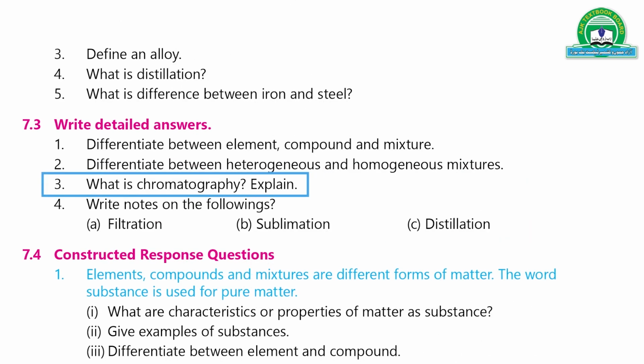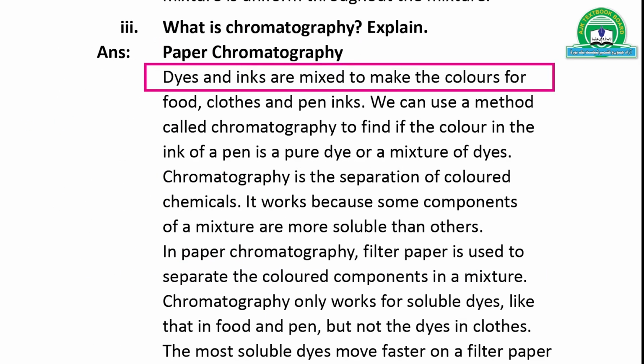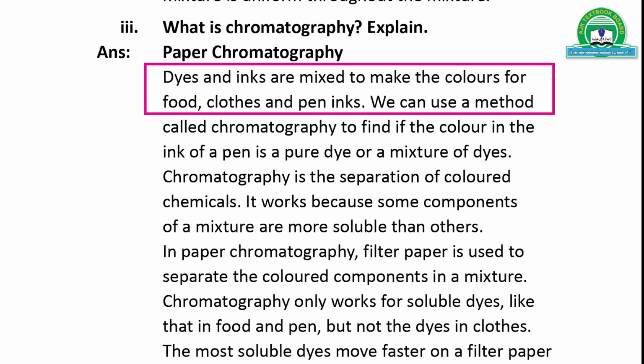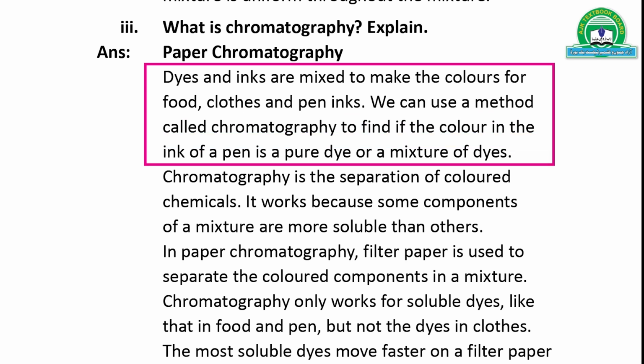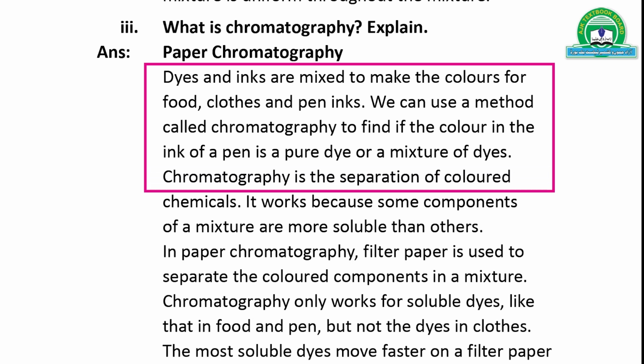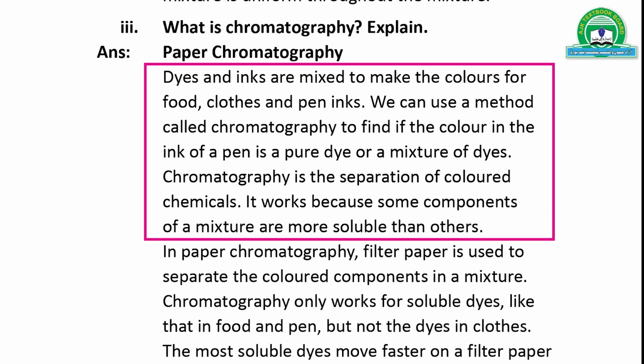What is chromatography? Explain paper chromatography. Dyes and inks are mixed to make the colors for food, clothes and pen inks. We can use a method called chromatography to find out if the color in the ink of a pen is a pure dye or a mixture of dyes. Chromatography is the separation of colored chemicals. It works because some components of a mixture are more soluble than others.